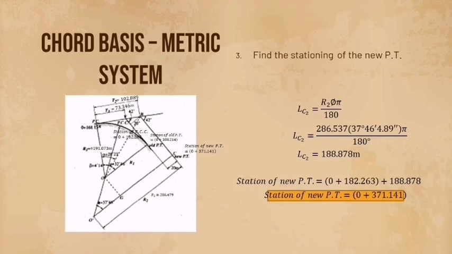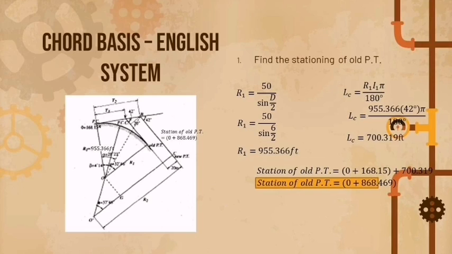So for the station of new PT is 0 plus 182.263 plus the 188.878 or the LC2, and we will get the answer of station of new PT equals to 0 plus 371.141. So now we are using the chord basis English system.